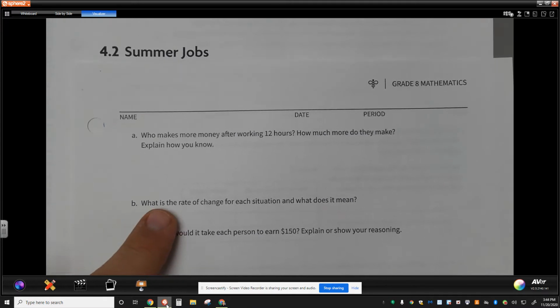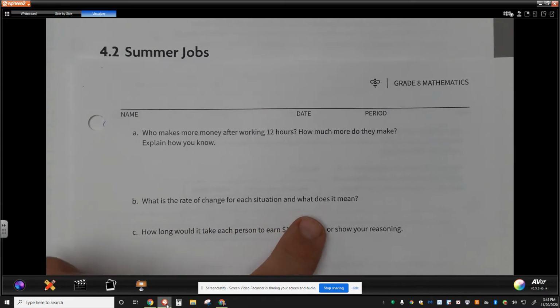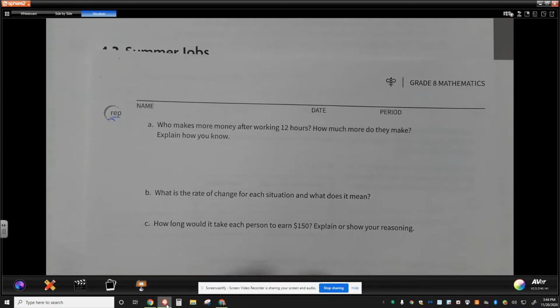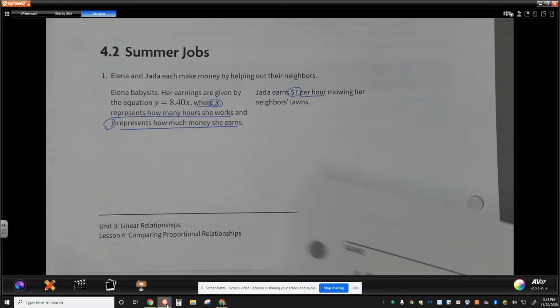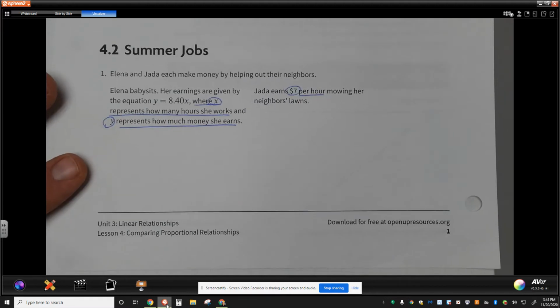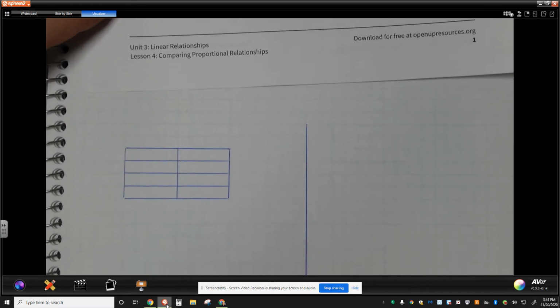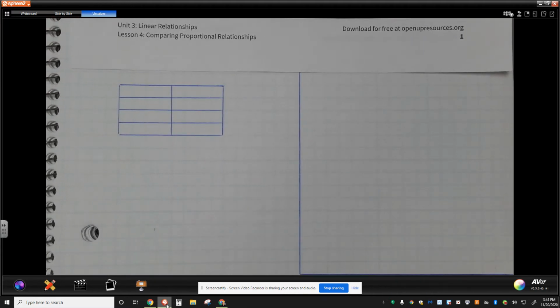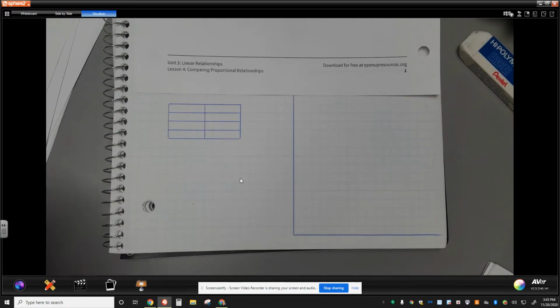And then we're going to find out what is the rate of change for each situation and what does that mean, and how long would it take each person to earn $150. Explain or show your reasoning. To get started, I think it would be easy to take a look at either representation. You might be more comfortable with drawing a table, or with making a graph. I'm going to do both to help you work through this problem.